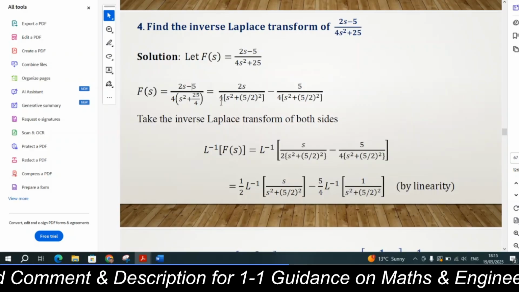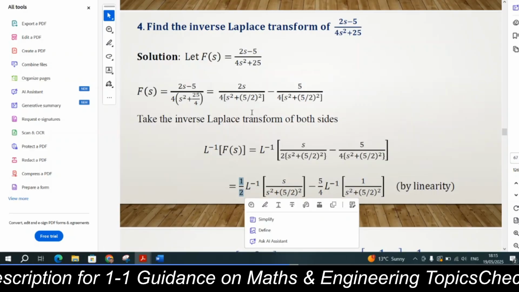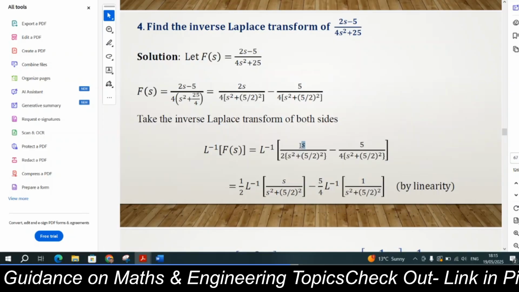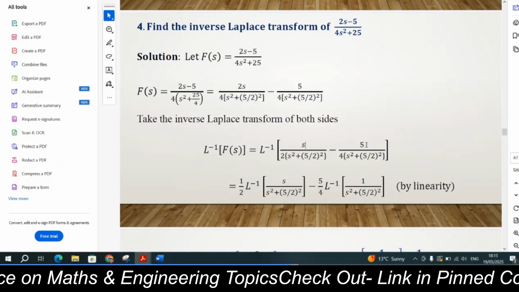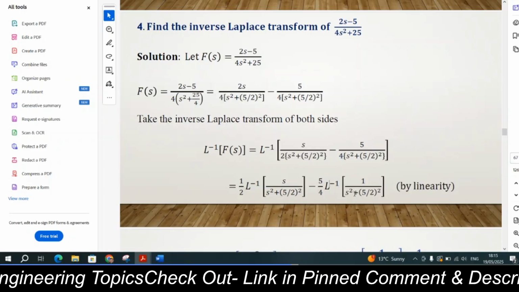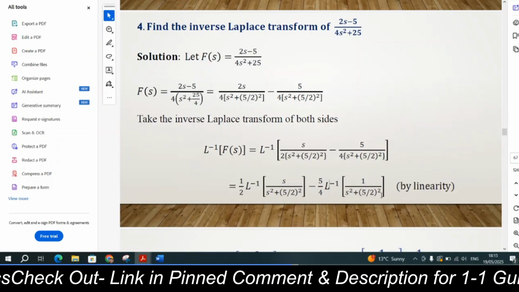What they have done is they have taken 4 common. They have separated the numerator because you want the s term separate and the constant term separate. After you have done that, it was 2s, so 2 and 4 come out, and it has become half over here. Then s upon s square plus (5 by 2) the whole square. It is a plus in the denominator and it is s in the numerator, so this has to be a cos function.